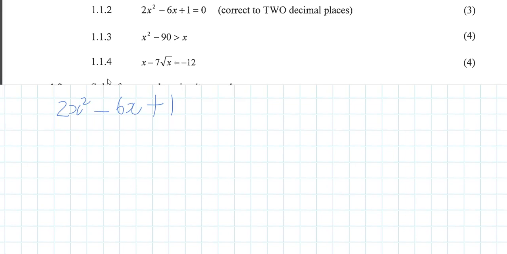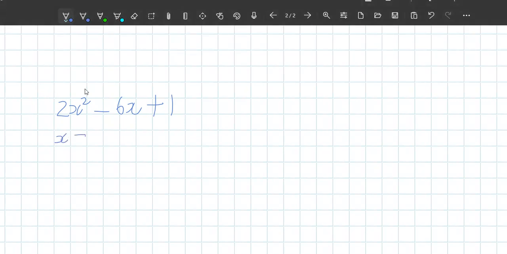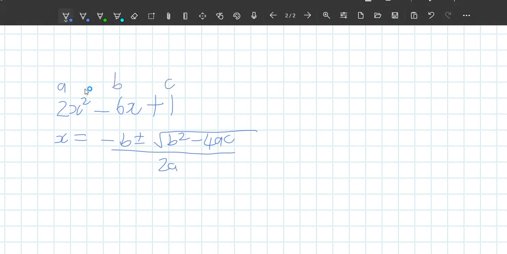1.1.2, 2x squared minus 6x plus 1 equal to 0, correct to 2 decimal places. This is a hint to use the quadratic formula. So we know that x is going to be equal to minus b plus or minus the square root of b squared minus 4ac all over 2a, where a is our coefficient of the x squared term, b is our coefficient of the x term, and c is the constant term in standard form.